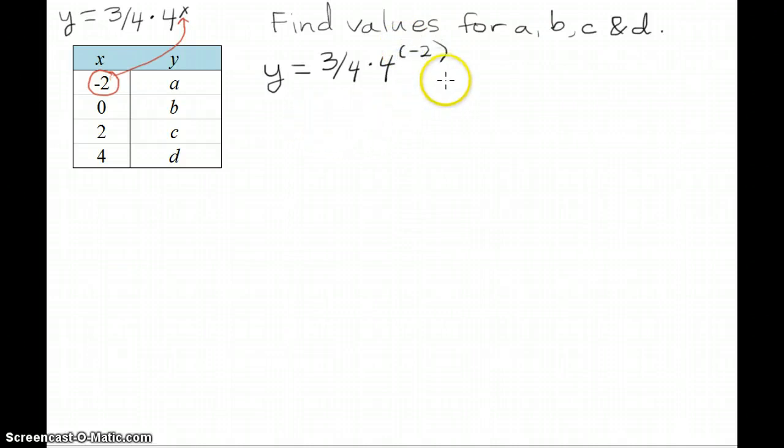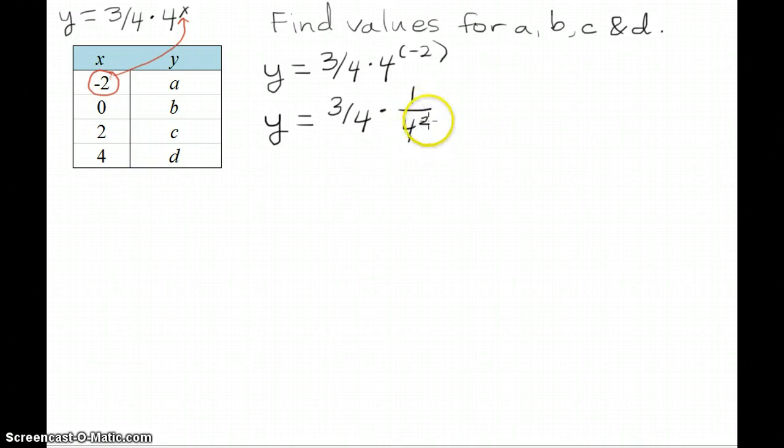Now our exponent rules tell us something. Whenever we have something raised to the negative power, that's the same thing as rewriting it in the denominator with a 1 on the top. So let's see what that looks like. The 3/4 stays the same, but we know now with our exponent rules that 4 to the -2 is the same as 1 over 4 to the +2. You can rewrite it in the denominator and then make the exponent positive.